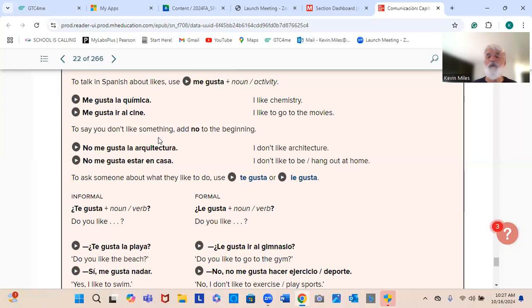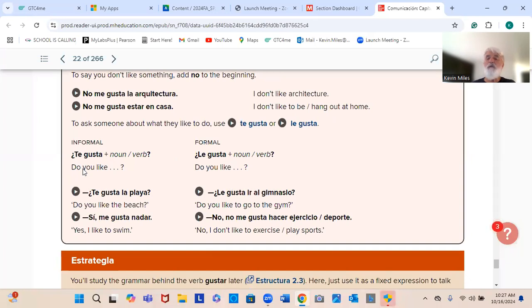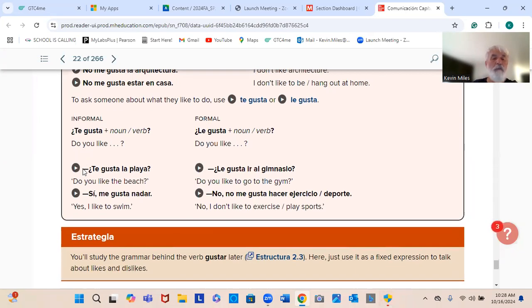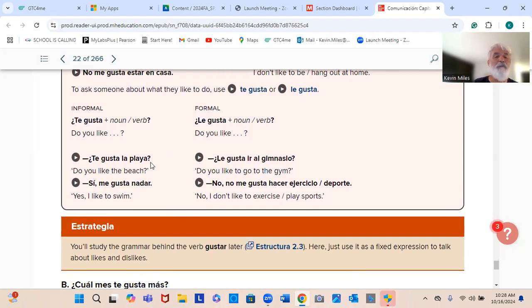If you don't like something, just put no before me, no me gusta la arquitectura. Or no me gusta estar en casa, to be at home. En casa, en means in or at home. Okay, what if you want to ask somebody, do you like? You're going to use te gusta, and if you're using usted with them, you would say le gusta. So let's look beneath. Do you like la playa, the beach? Te gusta la playa? All right.